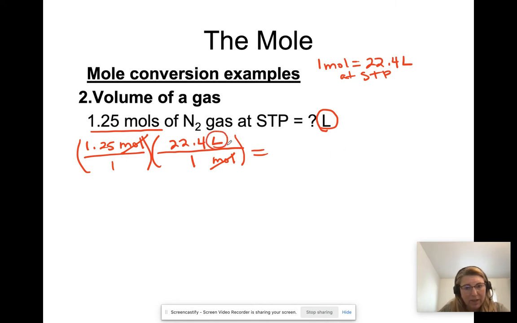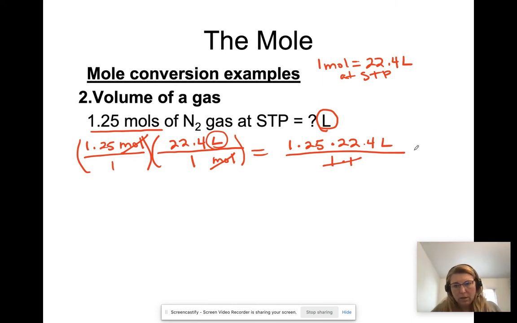So I can simplify this. This is going to be 1.25 times 22.4 liters divided by 1 times 1, so we can cancel those out. So 1.25 times 22.4, if we put it in a calculator, gives us 28 liters.